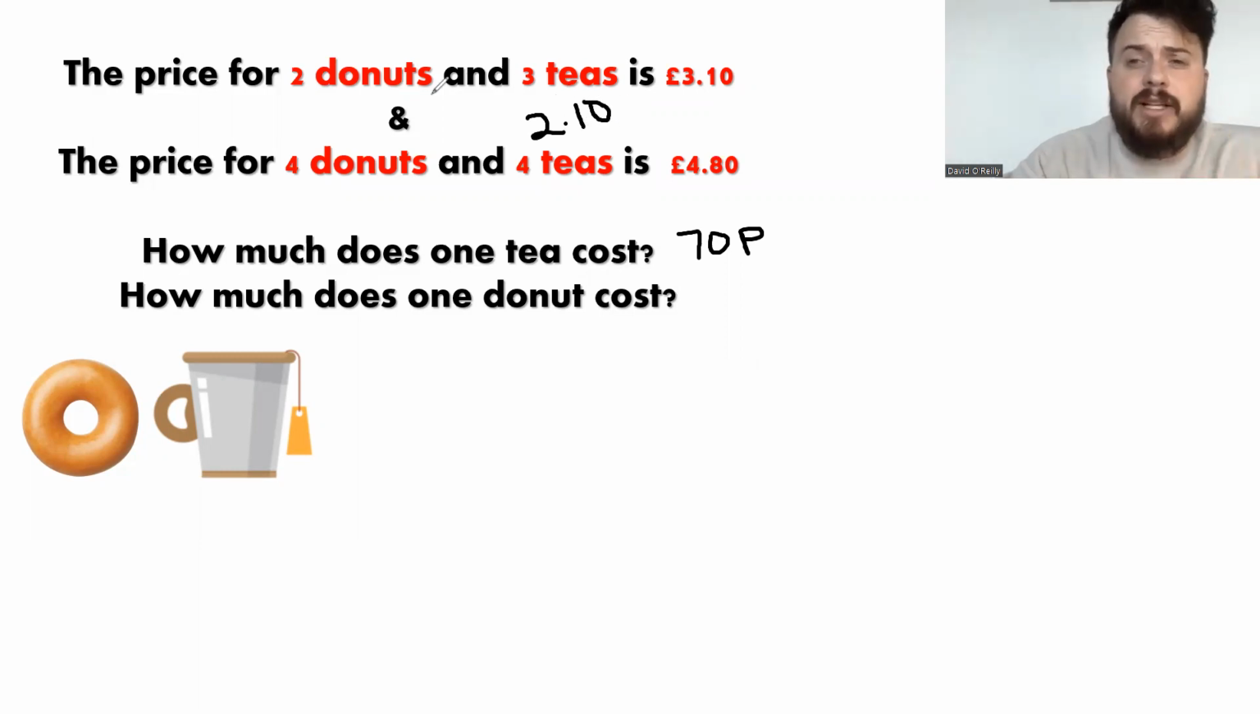Which means 2 donuts must be £1. And the reason I know that is because £1 and £2.10 equals £3.10. So 2 donuts must be £1. If 2 donuts is £1, 1 donut must be 50 pence.